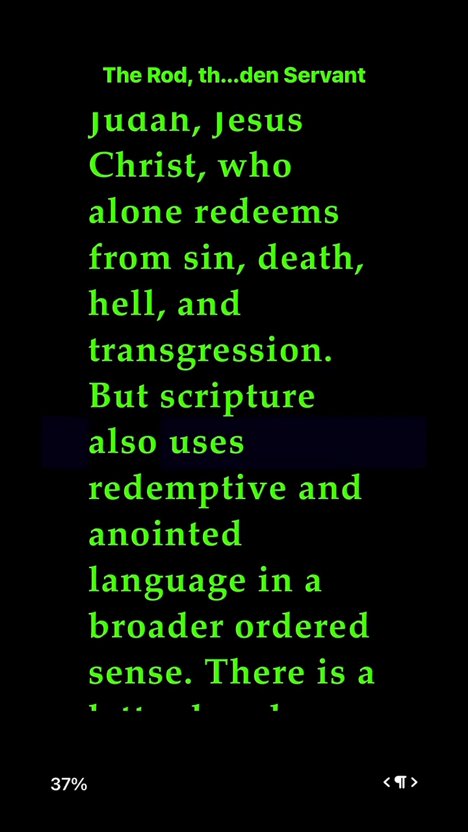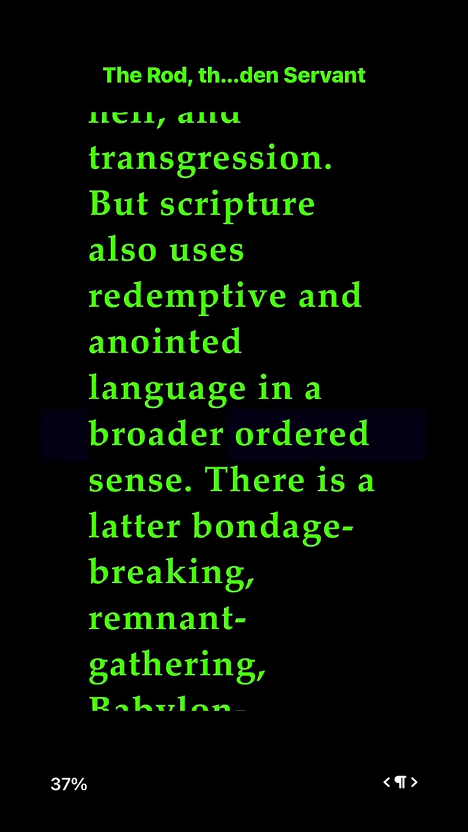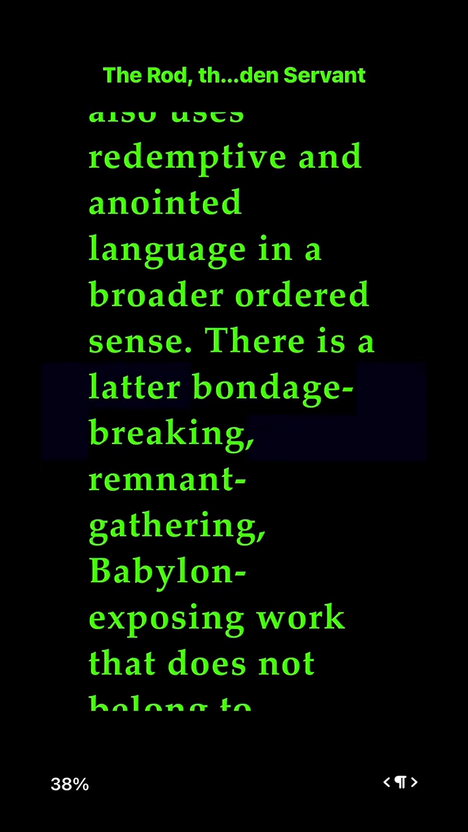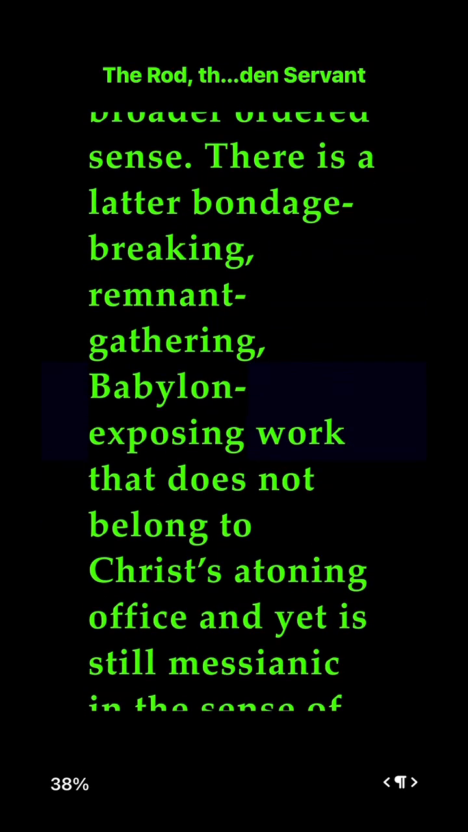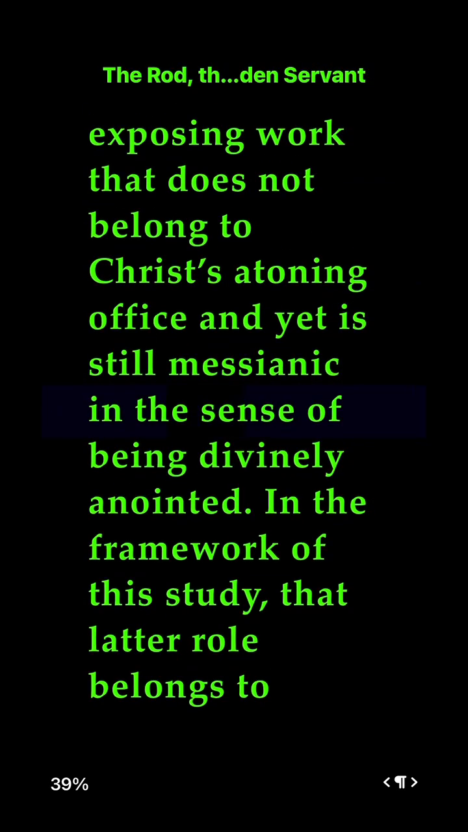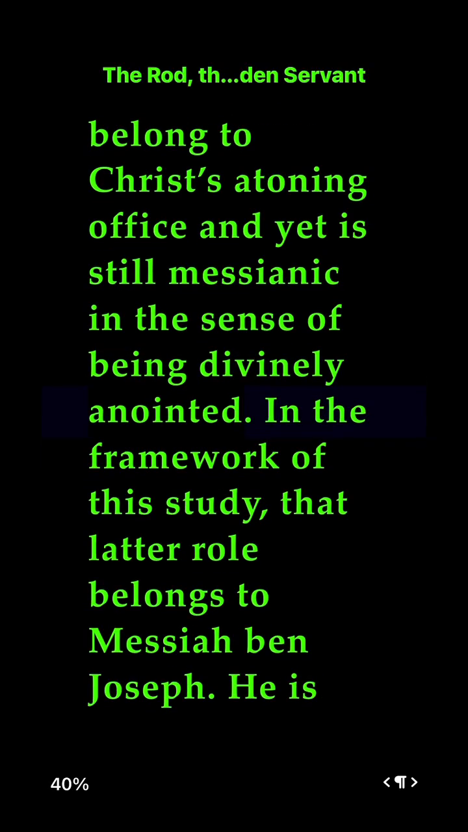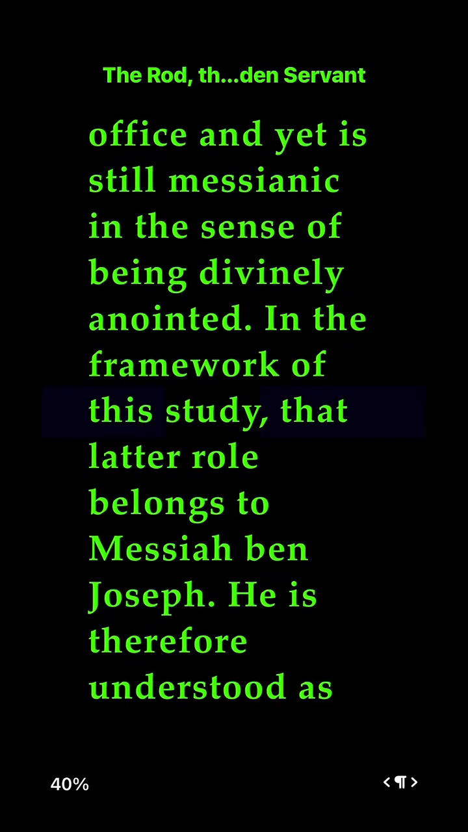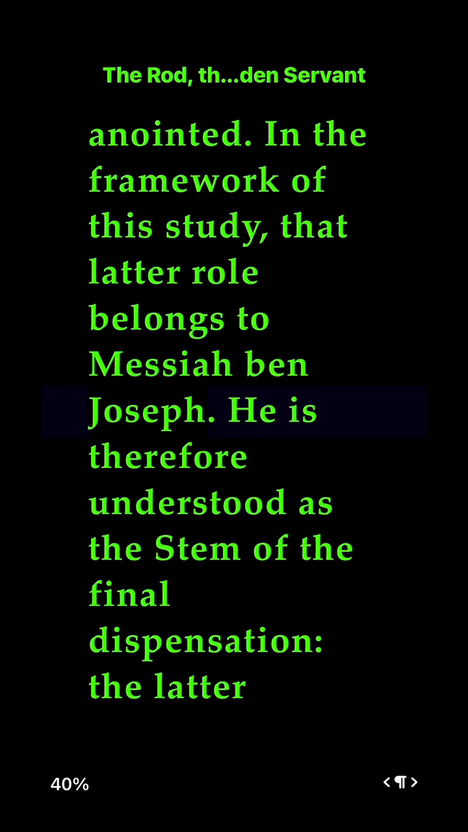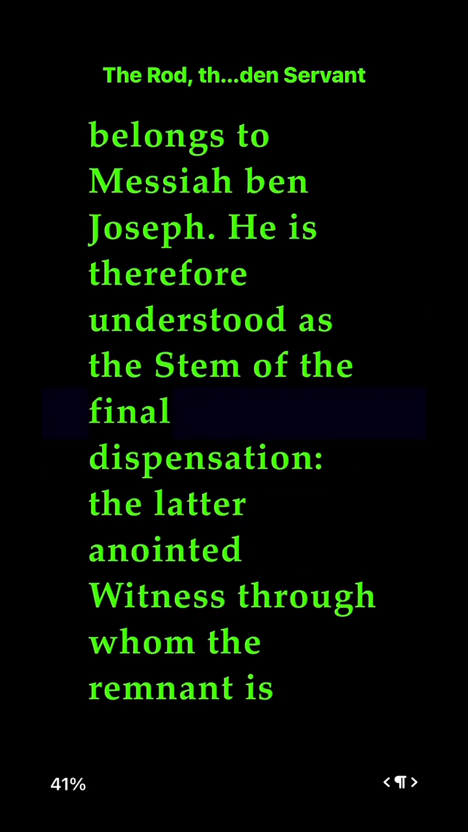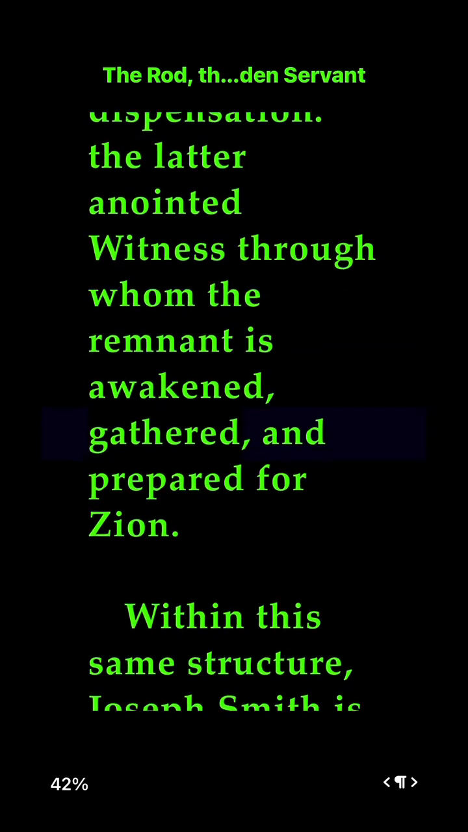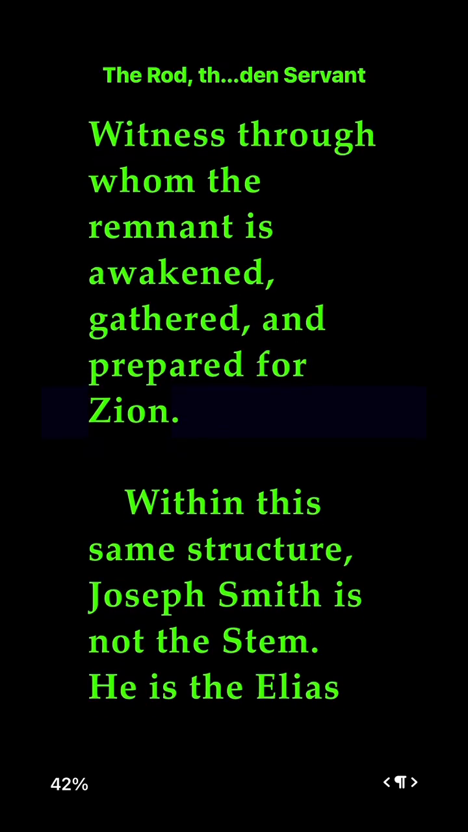But Scripture also uses redemptive and anointed language in a broader ordered sense. There is a latter bondage-breaking, remnant-gathering, Babylon-exposing work that does not belong to Christ's atoning office and yet is still messianic in the sense of being divinely anointed. In the framework of this study, that latter role belongs to Messiah ben Joseph. He is therefore understood as the stem of the final dispensation, the latter anointed witness through whom the remnant is awakened, gathered, and prepared for Zion.